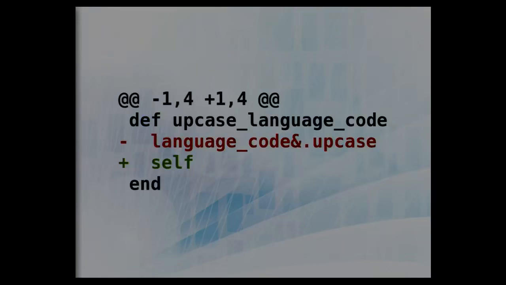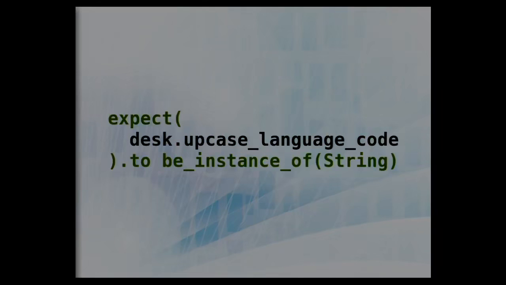Okay, next possible mutation. Instead of returning the uppercase string, I'm returning self, because this method is part of the class and I have access to the self object, so I can do this. What test do I need here to kill this mutation? Okay, type string, correct. So I must be checking what the type of the return value is, and if I expect only string, then it must be only string and nothing else.